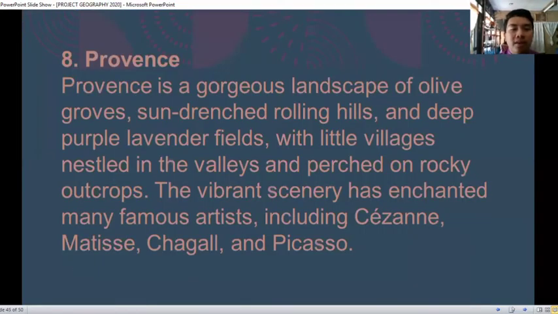Okay, next we have Provence. Provence is a gorgeous landscape of olive groves, sun-drenched rolling hills, and deep purple lavender fields, with little villages nestled in the valleys and perched on rocky outcrops. The vibrant scenery has enchanted many famous artists, including Cezanne, Matisse, Chagall, and Picasso.